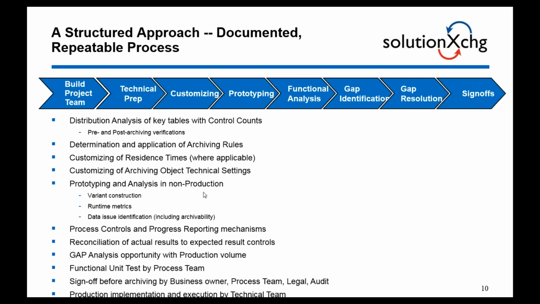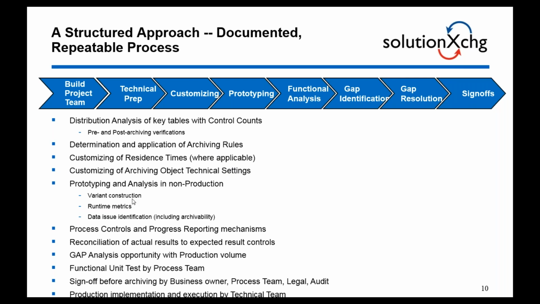All of these pieces that are in place here, our controls and our metrics, are used to ensure that our expected results match our actual results. We use that distribution analysis of key tables with control counts as part of our process. We are looking at determination and application of archiving rules, customizing our residency times based on our requirements, and setting up each archive object and the technical settings around that.